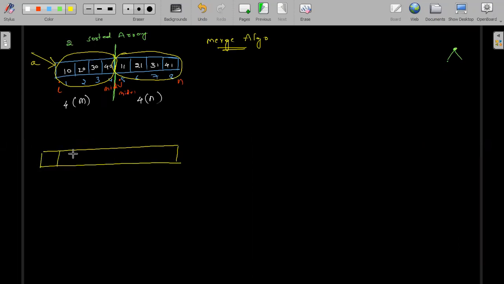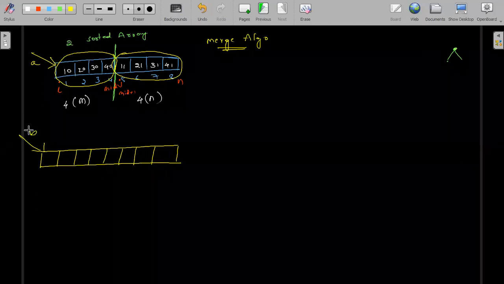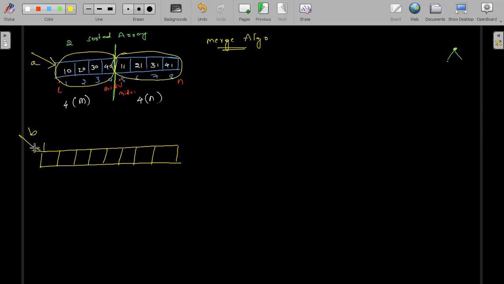Okay, 1, 2, 3, 4, 5, 6, 7, 8. So this is, I am going to say, the B array. Why I'm talking about this one, later you will get to know. Later you will understand why I'm taking this array when we already have an array. Because here what I am going to do, I have a value 10 at index i.